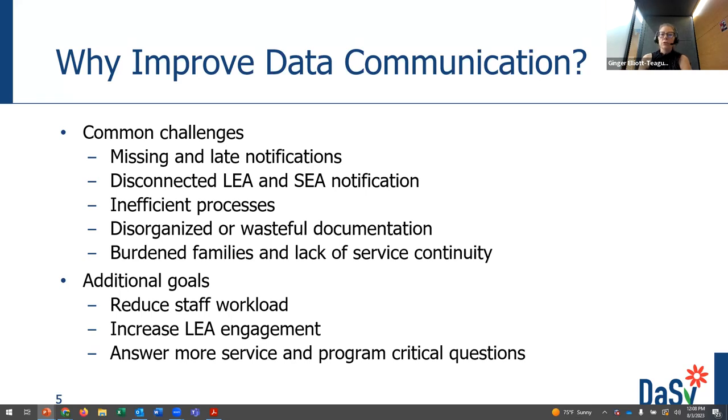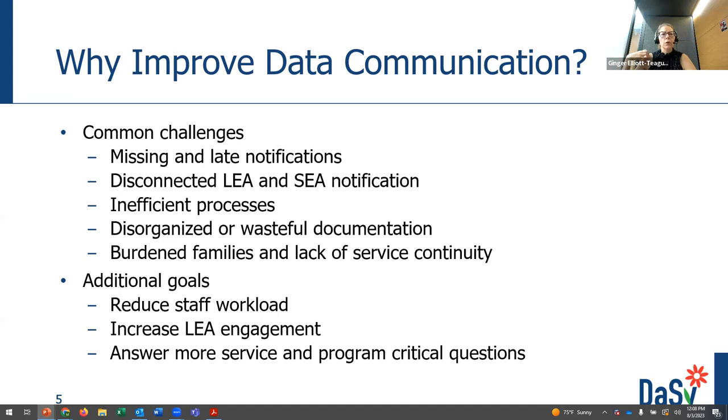You may want to reduce your staff workload if your processes are labor intensive. You may want to increase LEA engagement in the referral process. And you may want to use your data more productively to answer service questions and program questions to inform transition more broadly or to inform outcomes later on.